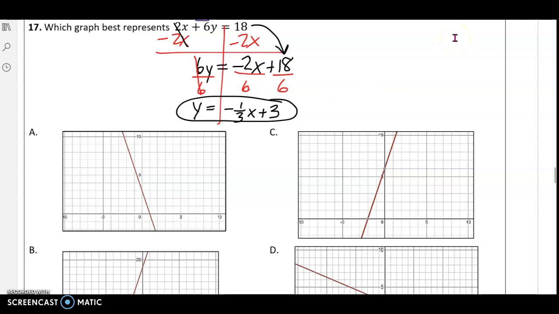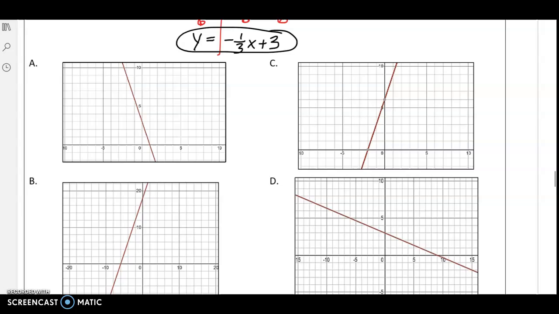So now we're just trying to find the correct graph that has a y-intercept of 3. So let's start there. The first graph has a y-intercept of 3, so that one's still in the running. But letter C has a y-intercept of 6, so it's definitely not that one. Okay. Now D has a y-intercept of 3. Wonderful. So D is still in the running. And then, oh gosh, this one's way up here, I think at 18. So it is definitely not B. So it is either A or D.